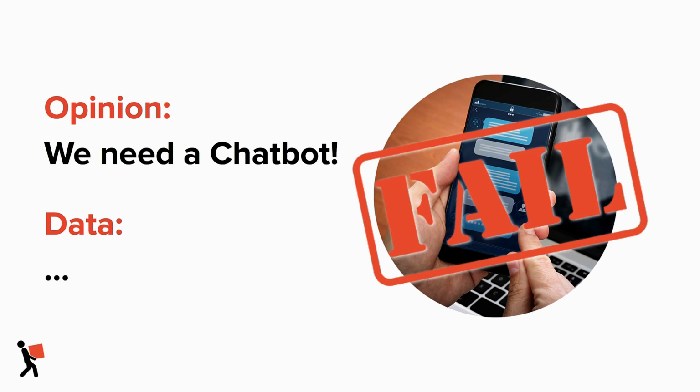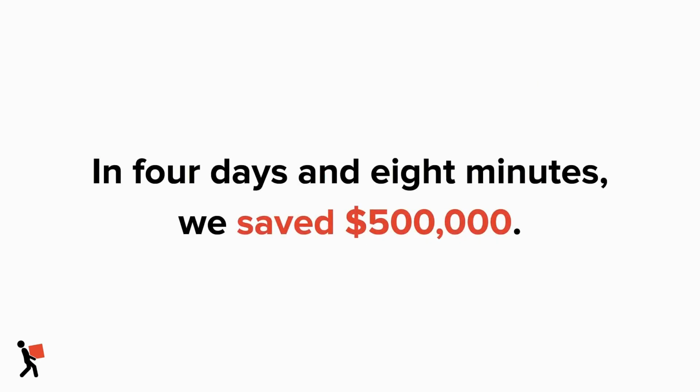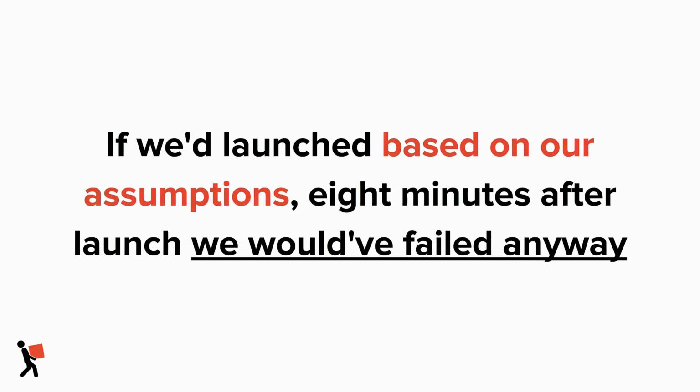instead of us spending that $500,000 building something. In 4 days and 8 minutes, we saved that $500,000. Why? Because if we'd raced ahead and launched it based on our assumptions, 8 minutes after launch, we would have failed anyway. So we're trying to accelerate the process of failure to be able to learn very quickly. And there are many, many ways to get a human to simulate the automation piece. So always consider the Mechanical Turk when running an experiment.